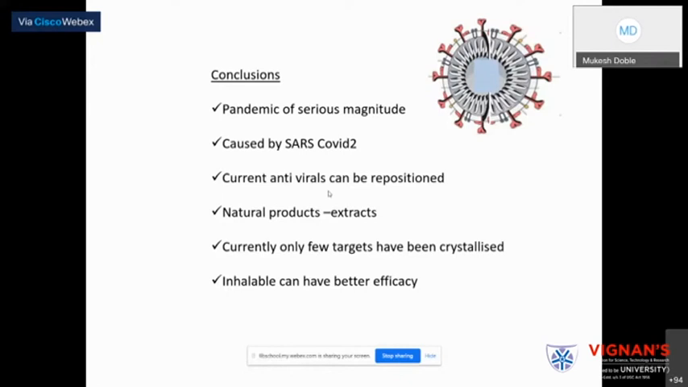Then I showed you many possible targets: the spike protein, the ACE2 spike-ACE2 interacting domains, then TMPRSS2.